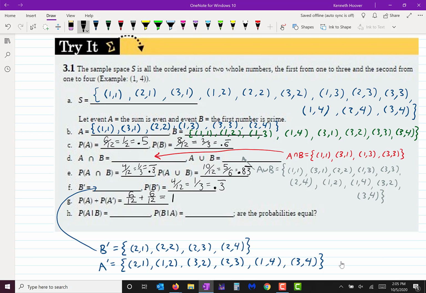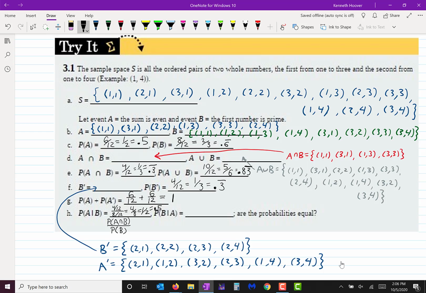Okay? All right, last question. H. What is the probability of A given B? So let's use our formula. That equals the probability of A intersection with B divided by the probability of B. We already have those written down. That's 4/12 divided by 8/12, which equals 4/8, which is 1/2, or 0.5.